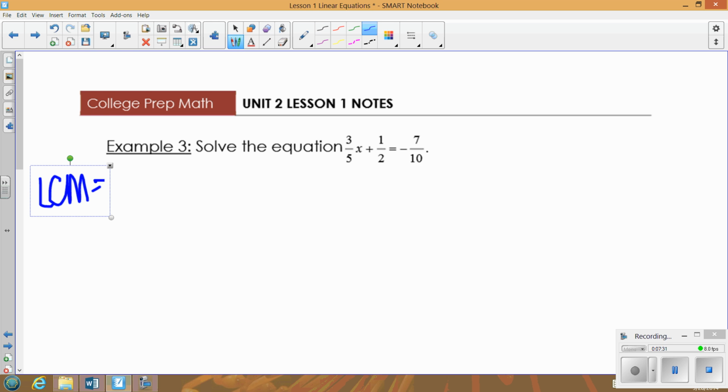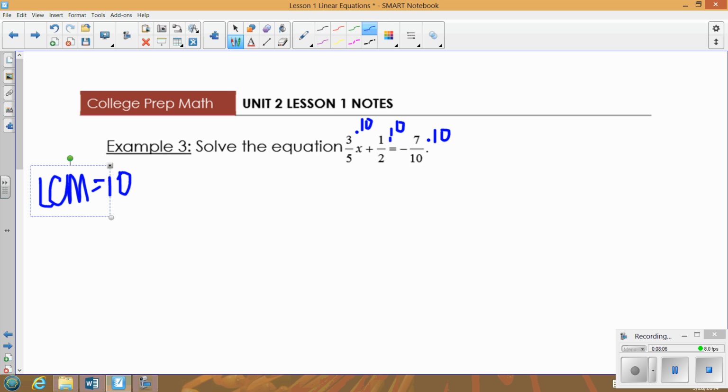I always check the bigger number. So in the denominator, the biggest number is 10. So I ask myself, does 5 multiply by something to get 10? And the answer is yes. Multiply it by 2. Does 2 multiply by something to get 10? Yes. Multiply 2 by 5, you get 10. And then 10 times 1 is going to give you 10. So that means the LCM is 10. So then I'm going to multiply everything by 10. Every single thing, because whatever you do to one side, you have to do to the other. You always have to be consistent. You have to multiply every single piece.